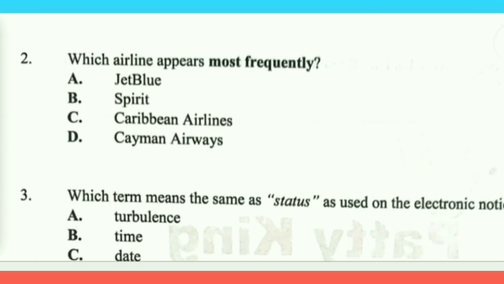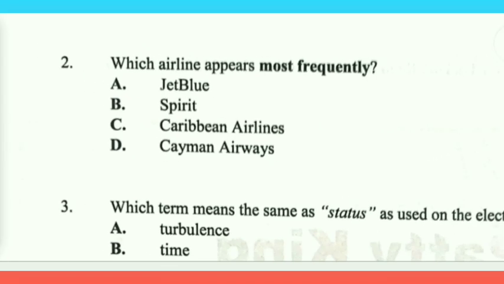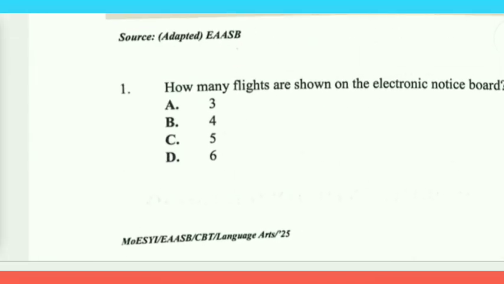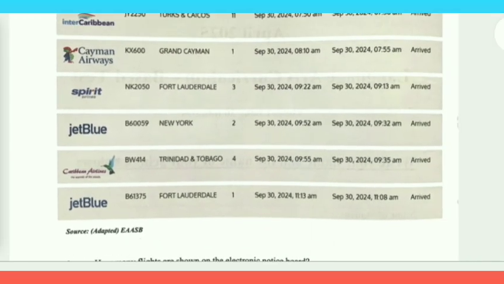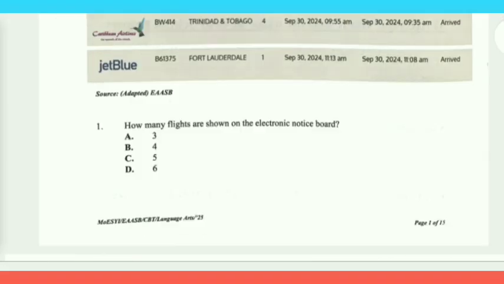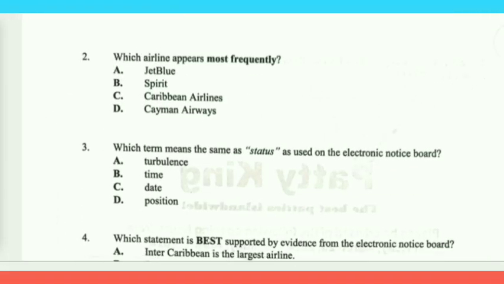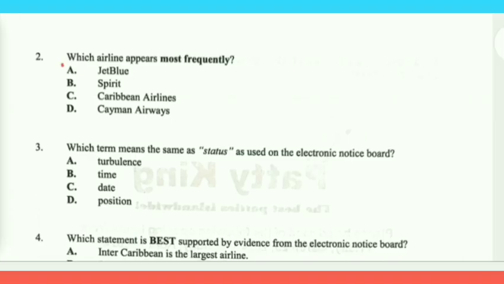Number 2, which airline appears most frequently? Which one came in most of the 6 times? All right, clearly you're seeing all of these are once. JetBlue is twice. So the most frequent airline would be JetBlue, and that's A.